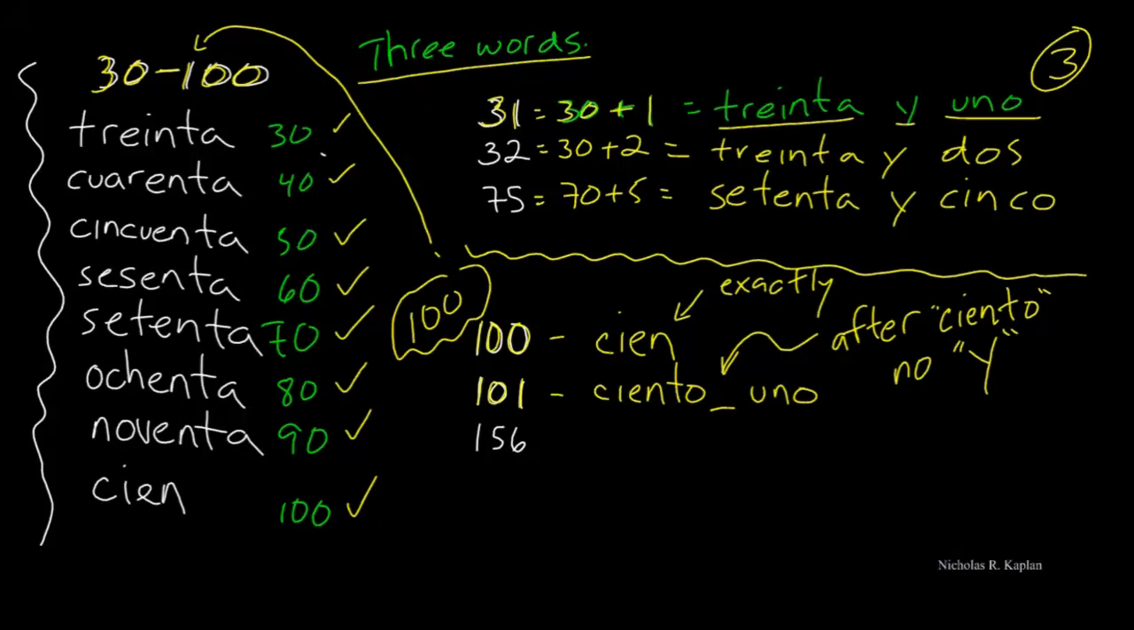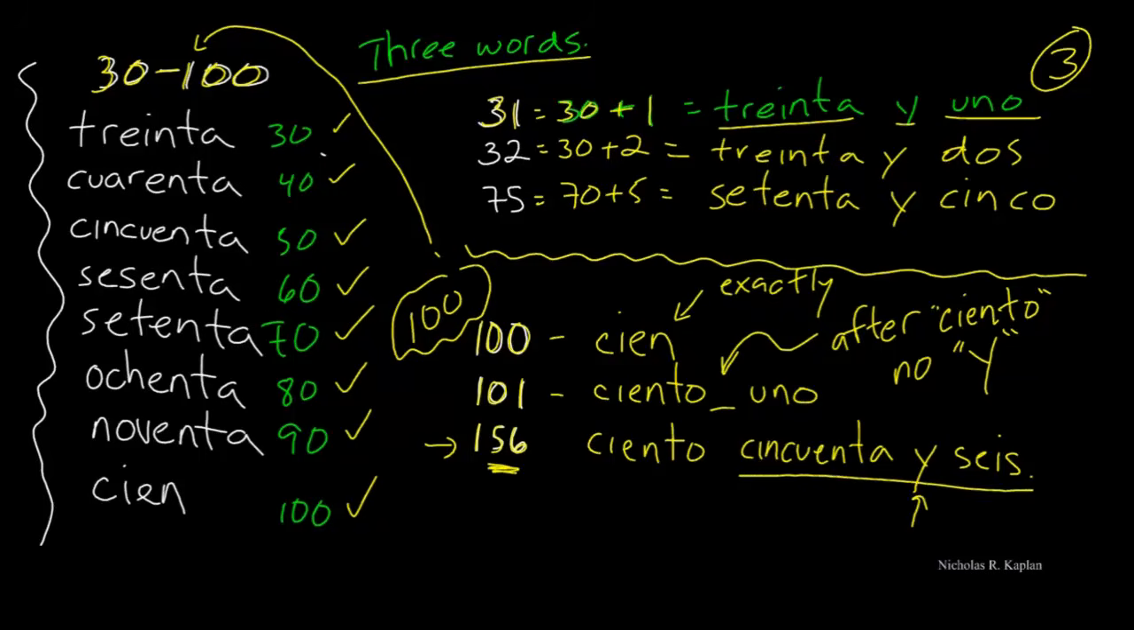So what would 156 look like? Well, we're up past 100, so it's not CIEN. So we will have ciento. And then how do we say 56? Well, that would be 50 plus 6, so 50 y 6. 56. 56 is a normal number, so it takes its E. We don't use the E when it's after the ciento.